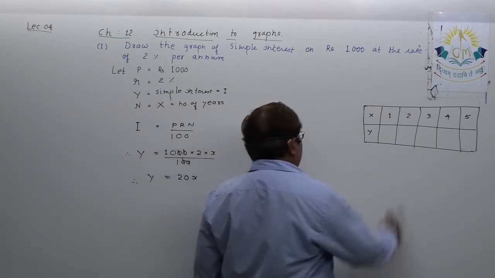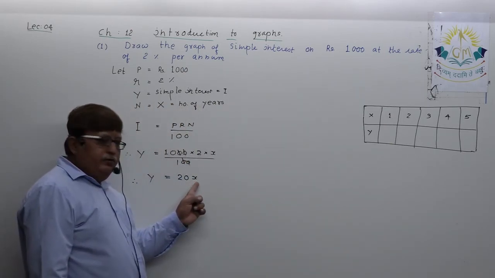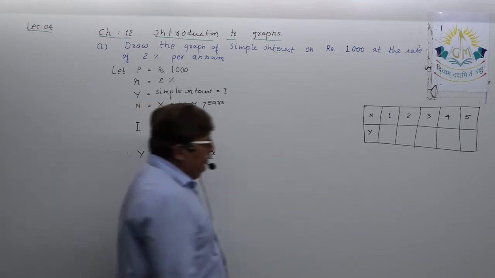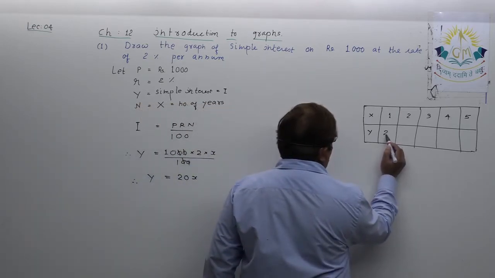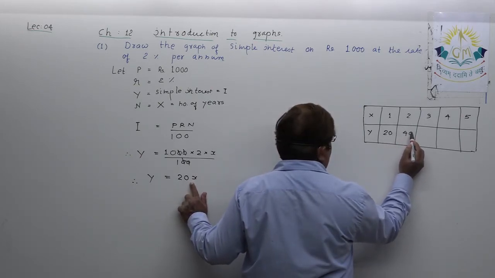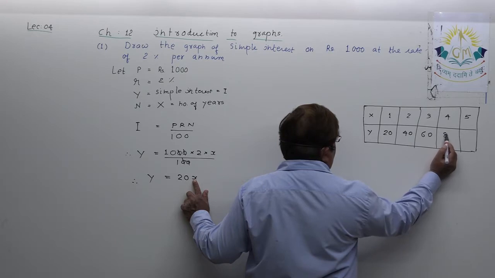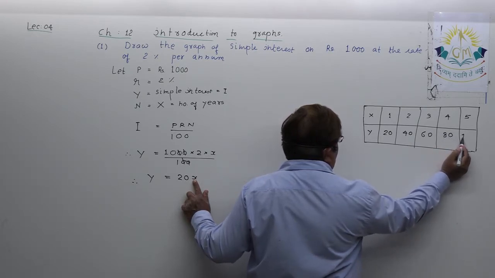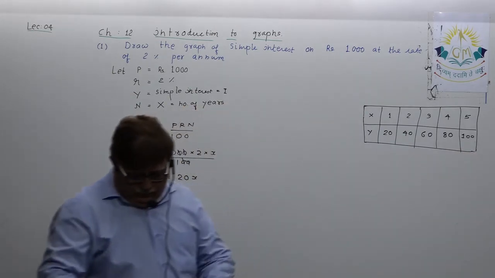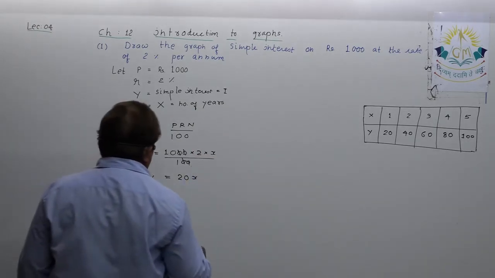See, dear student, when X equals 1, if you place 1 here, what will be Y? 20 into 1, that is 20. If you place 2, 20 into 2 is 40. Place 3, 20 into 3 is 60. Place 4, 20 into 4 is 80. Place 5, 20 into 5 is 100. So, dear student, the value table has already been prepared.